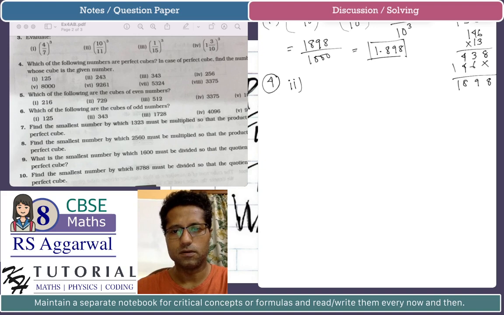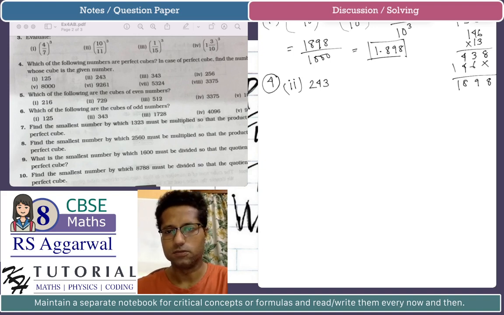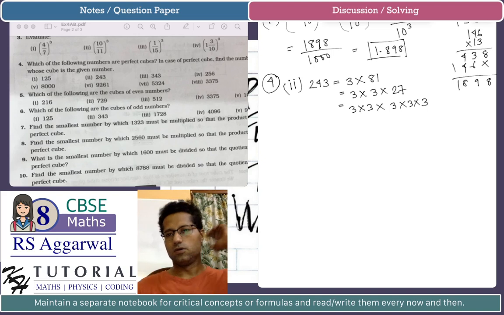Let me start with 243. We have to find whether these are perfect cubes or not using the prime factorization method. So we have to find the prime factors of 243. Now you can see it divides by 3. So 81, which is equal to 3 multiplied by 3 multiplied by 27. So this will be equal to 3 multiplied by 3, and we know 27 is 3 multiplied by 3 multiplied by 3. So these are the prime factors.